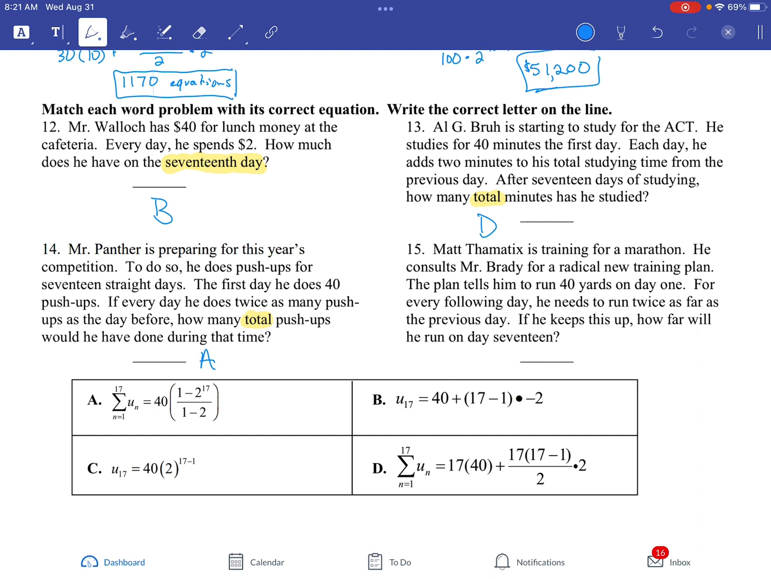And lastly, although it's obvious which one this should be, let's read the question anyway. Mathematics is training for a marathon. He consults Mr. Brady for a radical new training plan. The plan tells him to run 40 yards on day one. For every following day, he needs to run twice as far as the previous day. If he keeps this up, how far will he run on the 17th day? Again, we're looking for day 17. We're not looking for a total. So that would be an explicit for a geometric because we're running twice as much, which would be C.